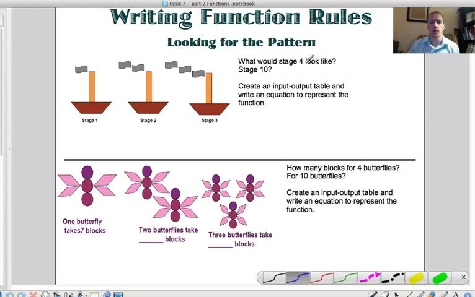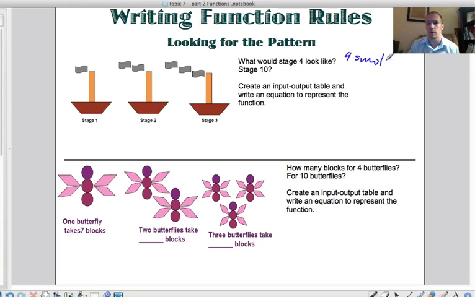What would stage 4 look like? We've got 1 puff of smoke, 2 puffs, 3 puffs. So stage 4 would be another puff of smoke, so 4 smokes, I guess. What would stage 10 look like? Well, after 10 stages, it'd be 10 puffs, so 10 smoke. Billows.